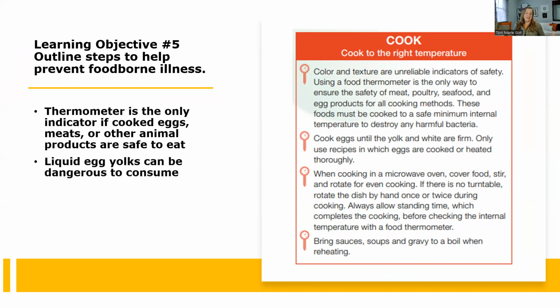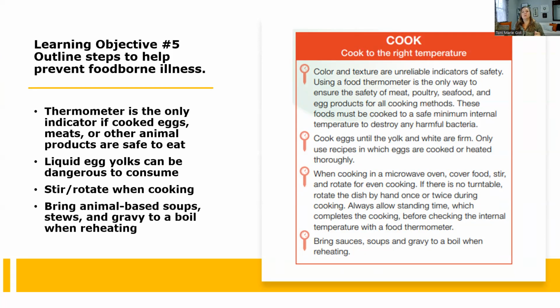Even if you like your eggs runny, I do want to let you know, if you're someone who has a compromised immune system, liquid egg yolks are dangerous to consume. We want to make sure we either have pasteurized egg product that has been brought through that pasteurization process safely, and then we can use kind of a runny egg, or we want to make sure we cook it all the way through, or just understand the risk that you might be taking. If we're cooking items, we want to stir them constantly in the microwave. We want to stir when we're cooking them in the crock pot, and rotate them when cooking so we don't get any cold spots that aren't getting up to the proper temperature. And we want to bring animal-based soups, stews, and gravies to a boil if we're reheating them and consuming them later.